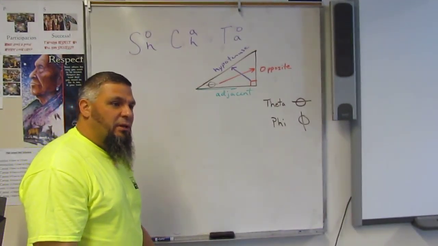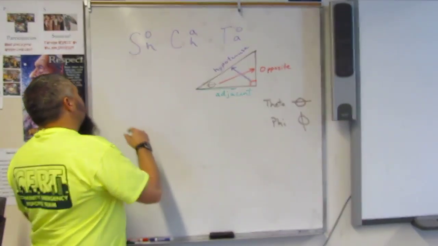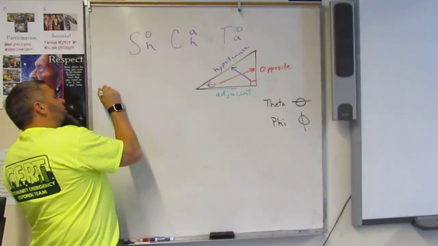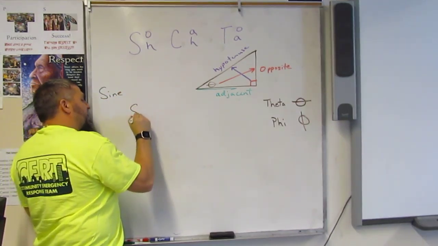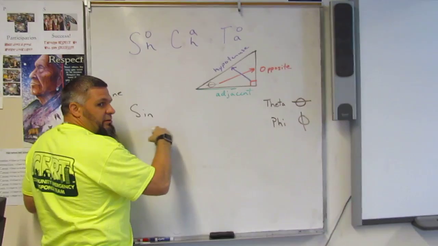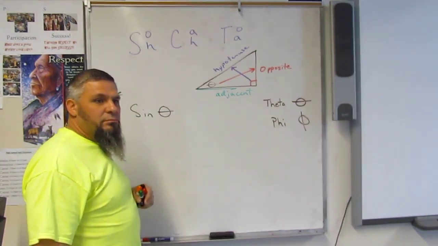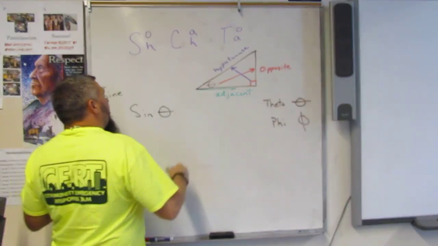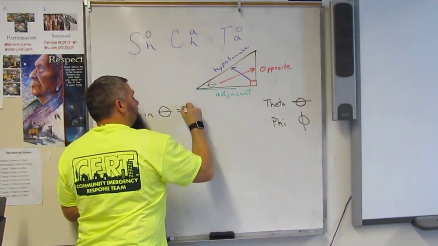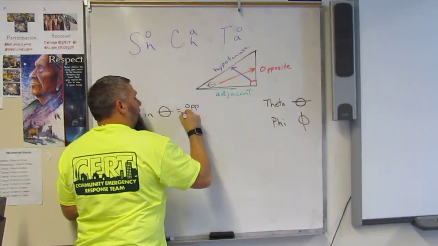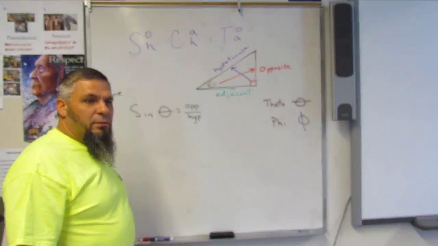Now we got to write down some funky words, right? So there's sine. Sine is spelled like this, but it looks like this. Sine, sin theta, is equal to opposite over hypotenuse. Okay?